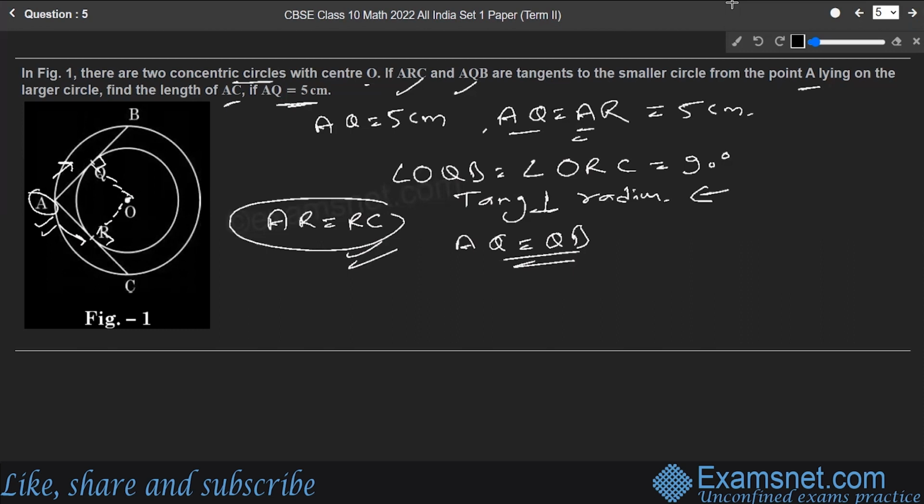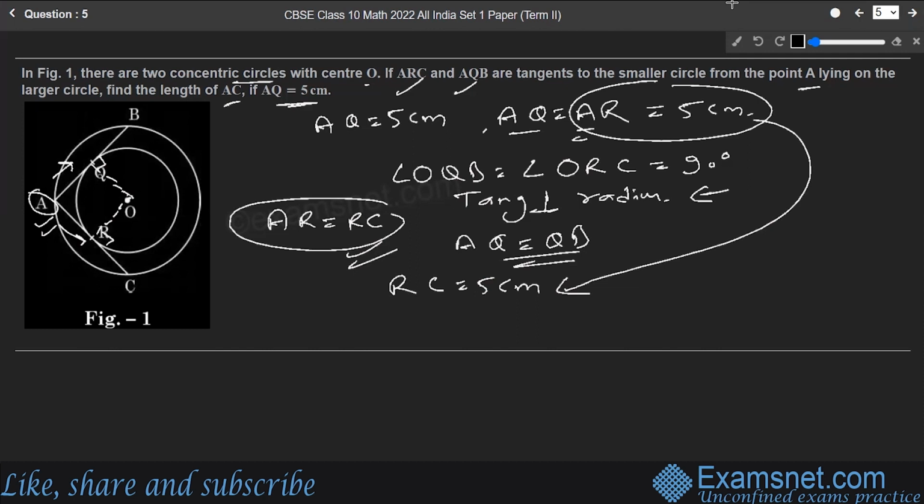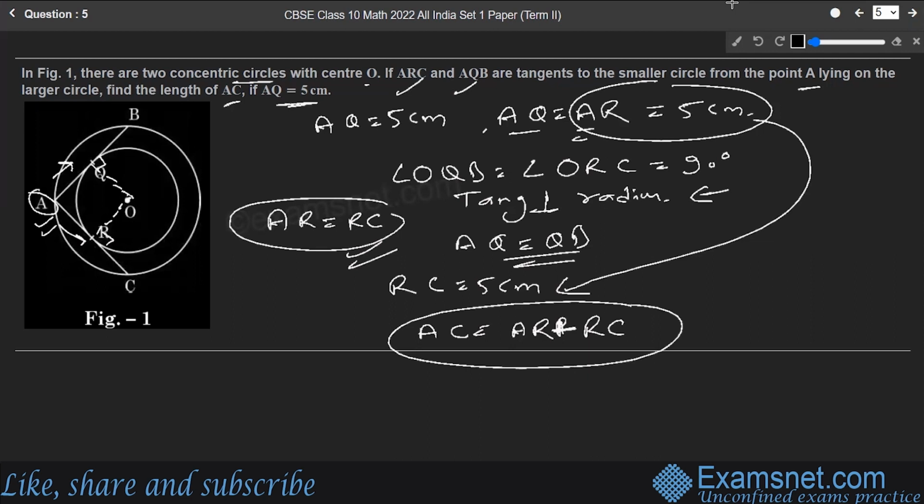So we can easily write AR equal to RC, and RC is equal to 5 centimeters, because RC is equal to AR. Okay, this is what we have drawn. AQ is equal to AR and AR is equal to RC, so AQ, AR and RC are all 5 centimeters. Now we are supposed to find the length of AC, and AC can be found as AR plus RC. So 5 plus 5 makes it 10 centimeters. So the length of AC is 10 centimeters.